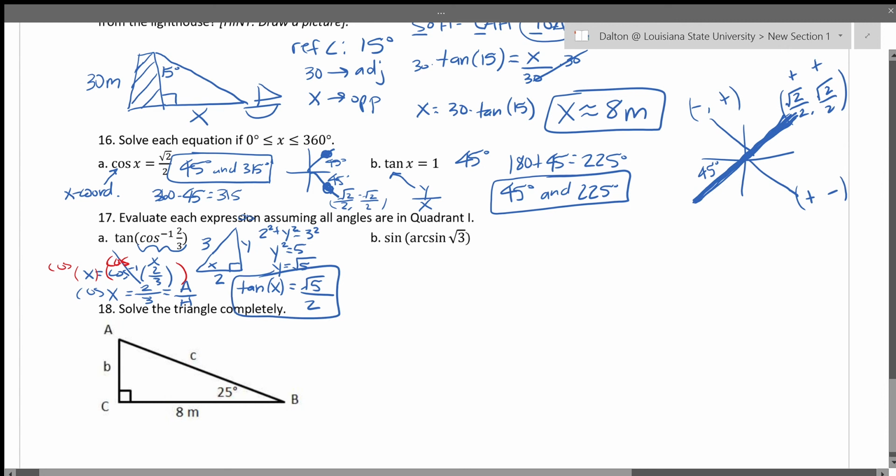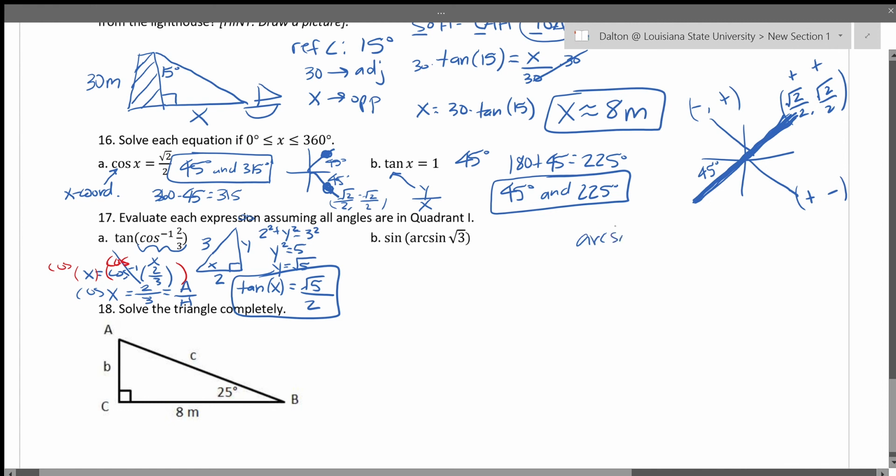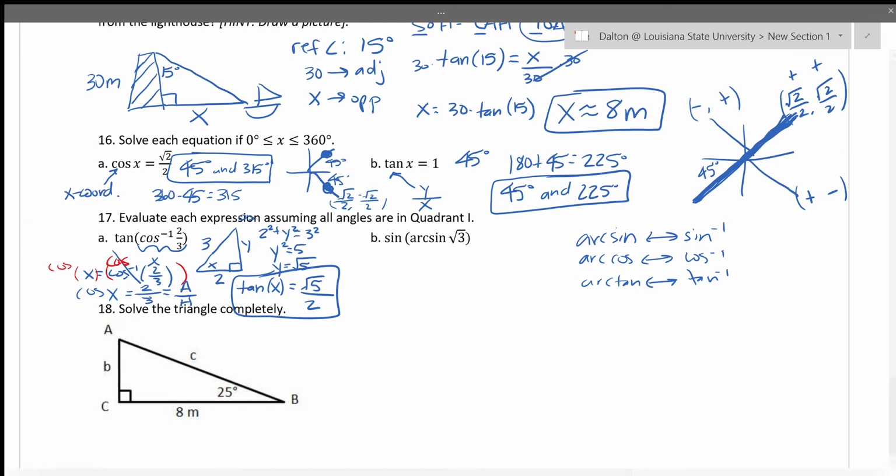For B, this one's a lot easier. It says, what is the sine of the arc sine of the square root of 3? Well, sine and arc sine, remember, arc sine is essentially the same thing as sine inverse, and arc cosine is the same thing as cosine inverse, and arc tangent is the same thing as tangent inverse. These are all the same ways of talking about things, and essentially they are inverses of sine, cosine, and tangent.